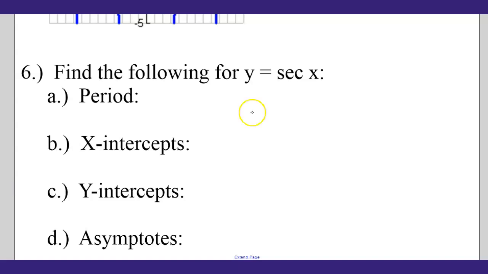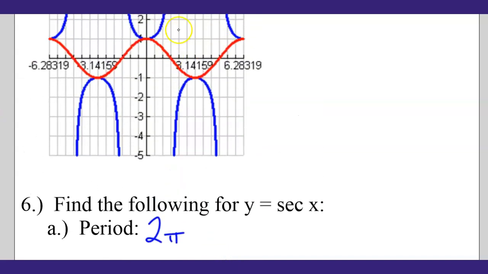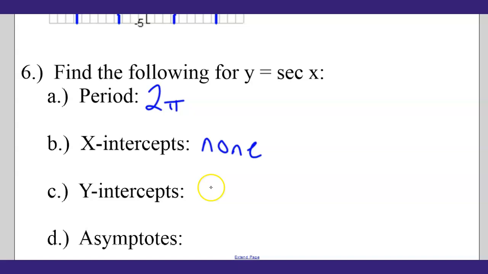And the period, guys, of secant is 2 pi, just like its inverse cosine. The X-intercept, there are none, because we talked about it doesn't touch the X-axis. There is a y-intercept, and you can use this one right here to see it. It's right there. Alright, right there is 0, 1. Or if you look back at the original that we had, 0, 1 is the y-intercept.